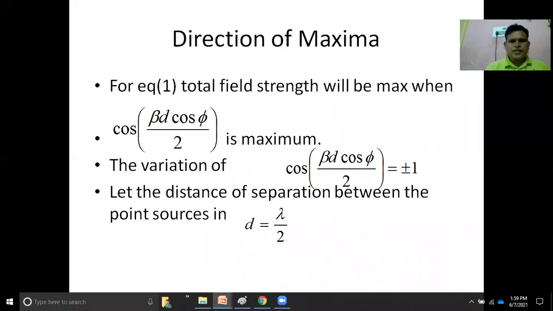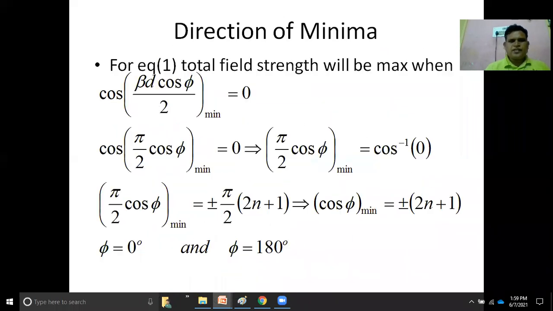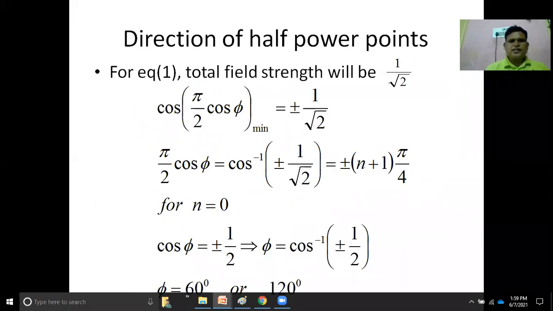Okay, see here, this is the direction of maxima, this is the direction of minima, and this is the direction of half power points. Half power means, here this is the electric field strength. That's why the value of this is 1 by root 2. Power means E square, right? That's why half power. How will we get the half power? If you square the electric field intensity. That's why we are writing 1 by root 2.